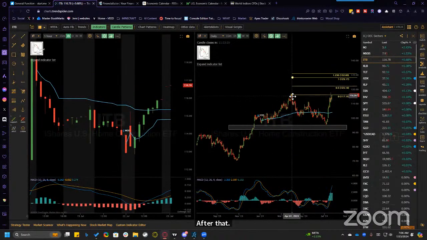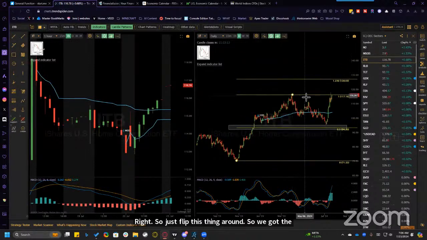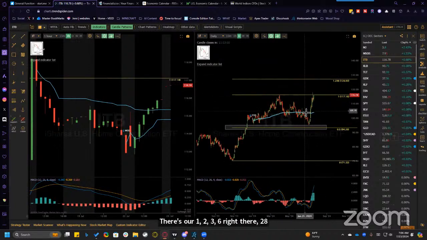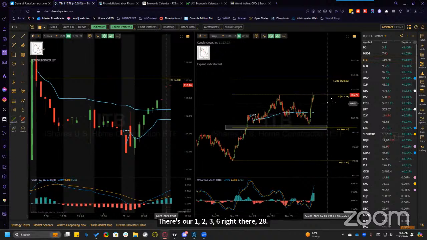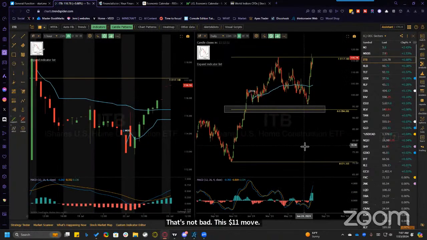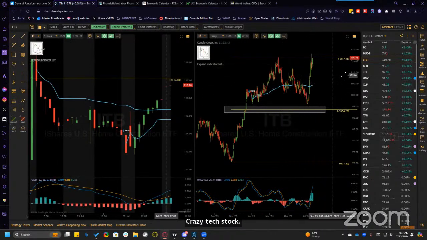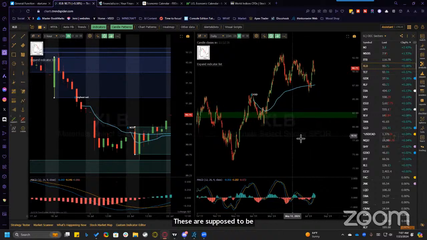expand into 1.5. Right, so just flip this thing around so we got the numbers on the right side. There's our 1, 2, 3, 6 right there, 128. $128 from a 116 breakout. Call it 117. Right? It's not bad. It's an $11 move. In home construction, no less, right? We're not even talking some crazy tech stock. These are supposed to be boring, sleepy, slow, calm markets.